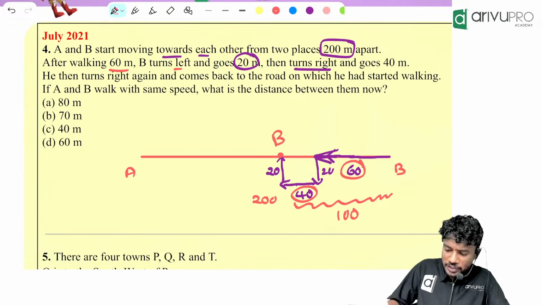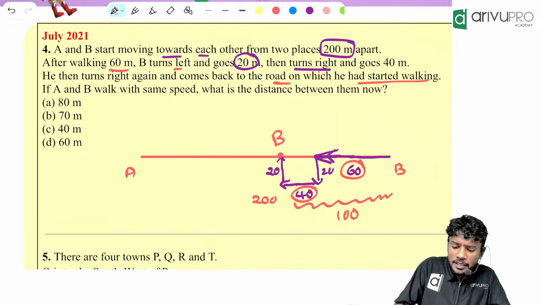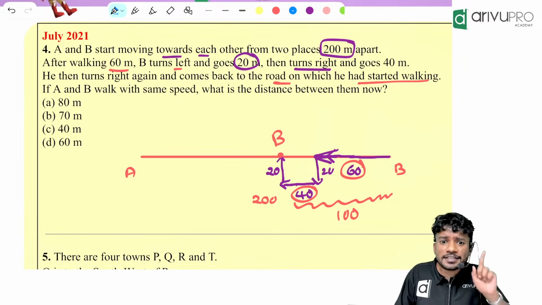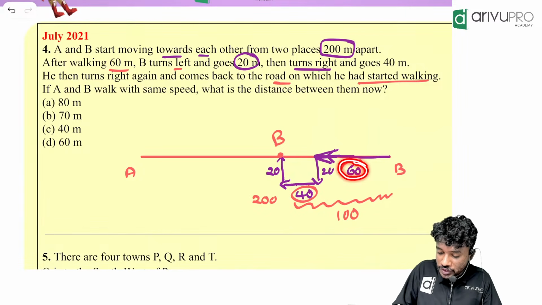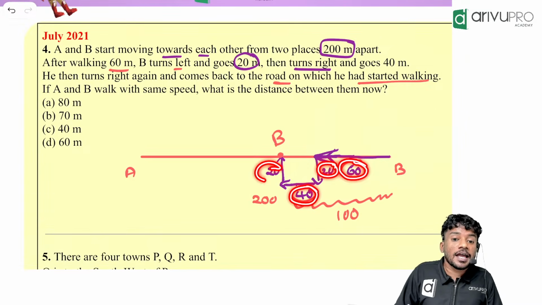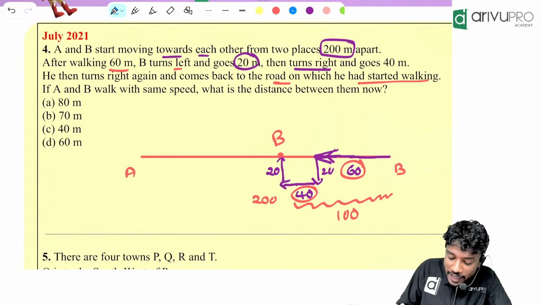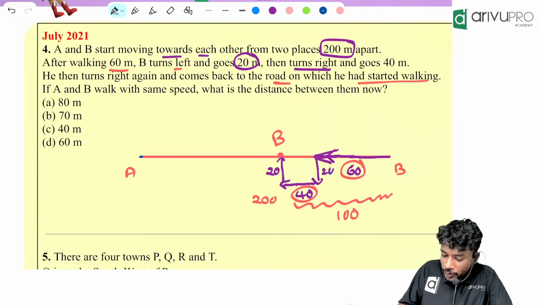Clear? Then what is happening? Here, he walks back and comes back to the road on which he started walking. Now, people, is A starting at the same speed? Yes, A is also walking at the same speed. That means A would have covered all this distance: 60, 20, 40 and 20. All the distance would have been covered by A. How much distance would A have traveled? 60 plus 20 plus 40 plus 20. How much is it? 140 meters he would have traveled.